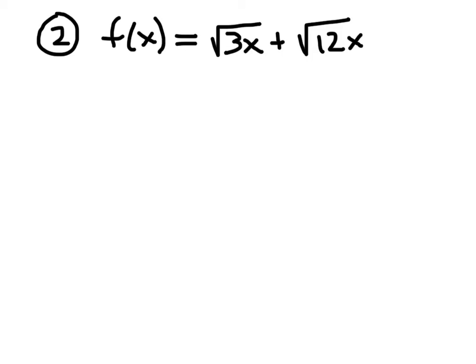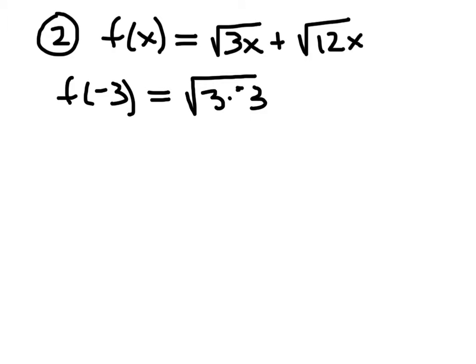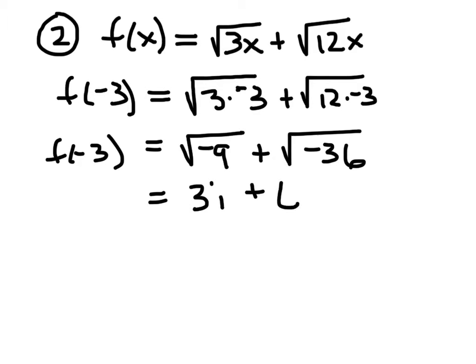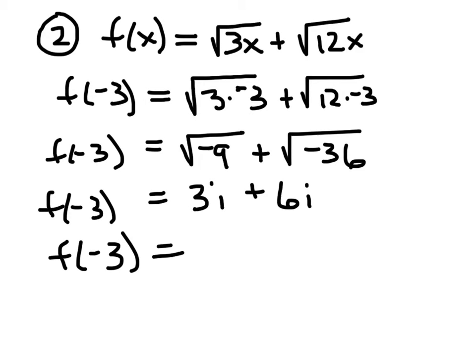In question 2, we're asked to evaluate f of negative 3. We establish f of negative 3 by replacing each of the x's in f of x with a negative 3. The result would be the square root of negative 9 plus the square root of negative 36. Now the square root of negative 9 would be 3i, and the square root of negative 36 would be 6i, and when I add those together, I would get 9i.